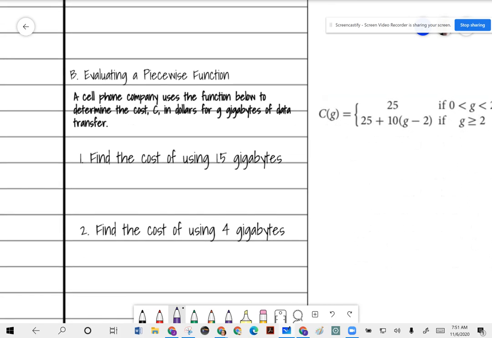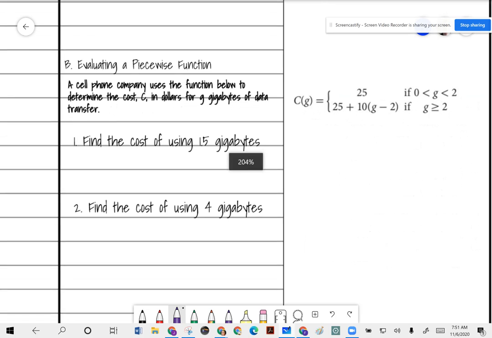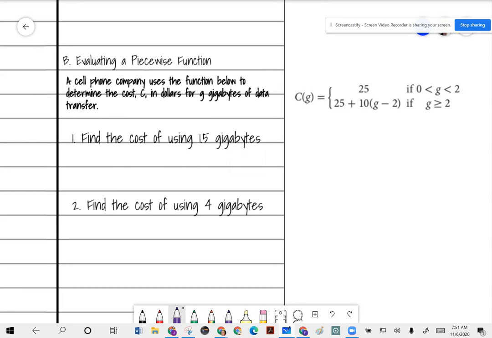And so now let's go into evaluating a piecewise function. So here we've got a cell phone company uses the function, well, it's not below, it's beside, to determine the cost in dollars for gigabytes of data transfer. So if we can look over here and analyze the cost, this right here is a flat fee. So this right here is a constant. So it's just a horizontal line. All right. And that's only if you go from 0 to 2 gigs. But if you use more than 2 gigs, you're going to be dealing with this equation.